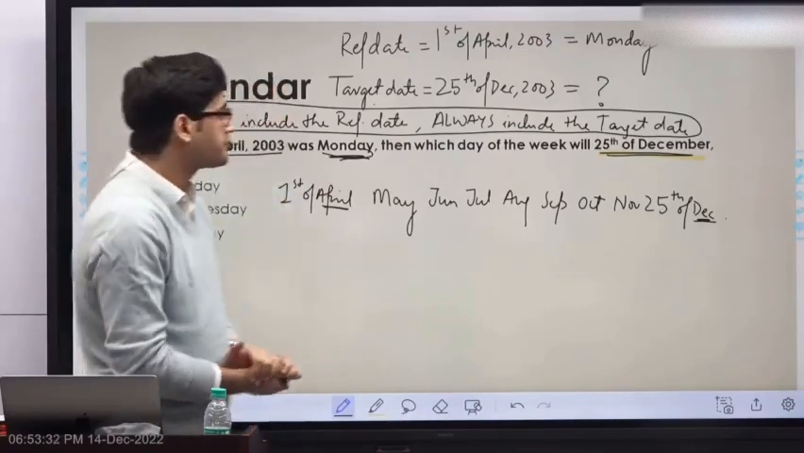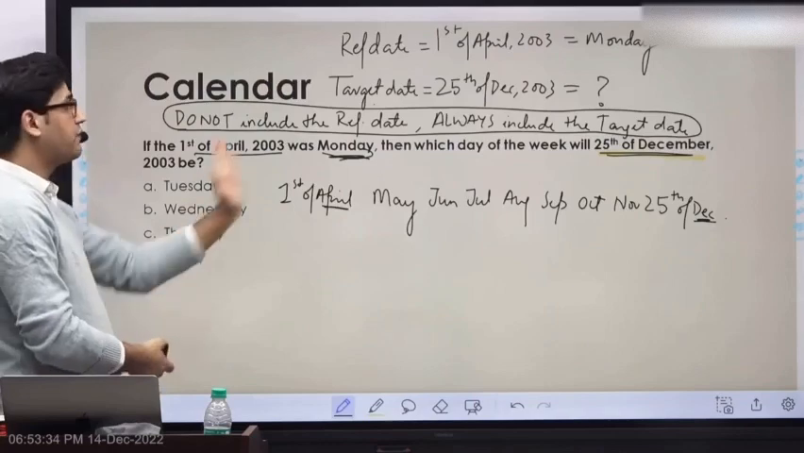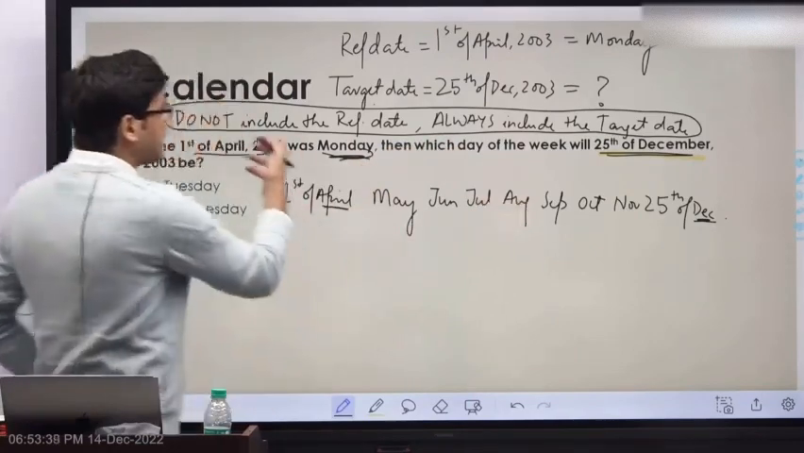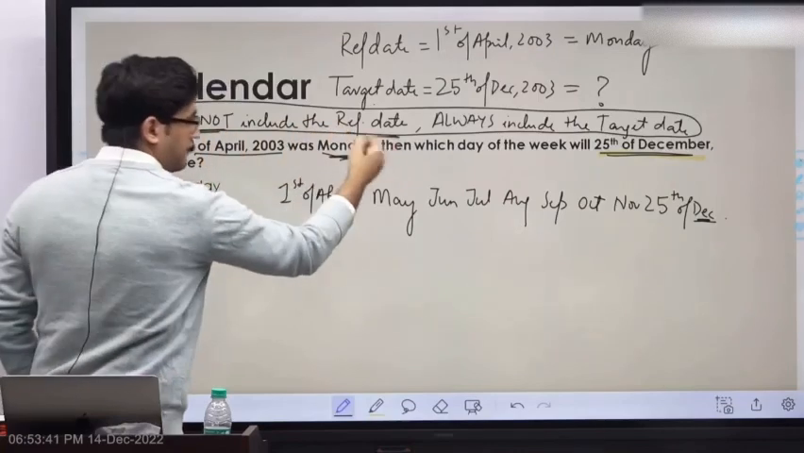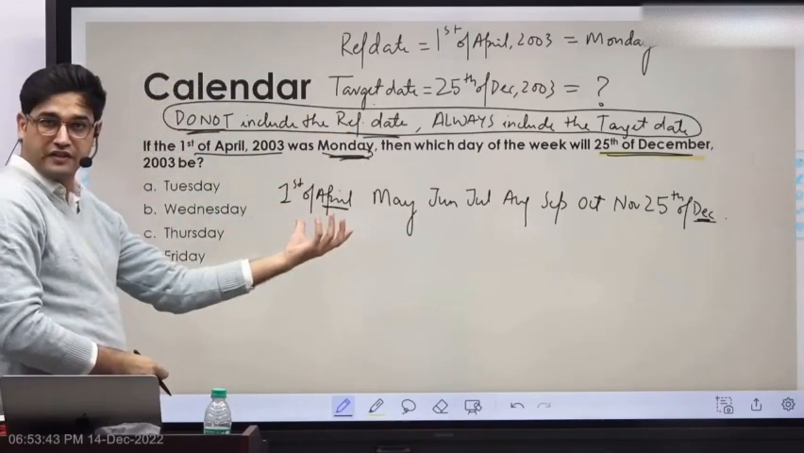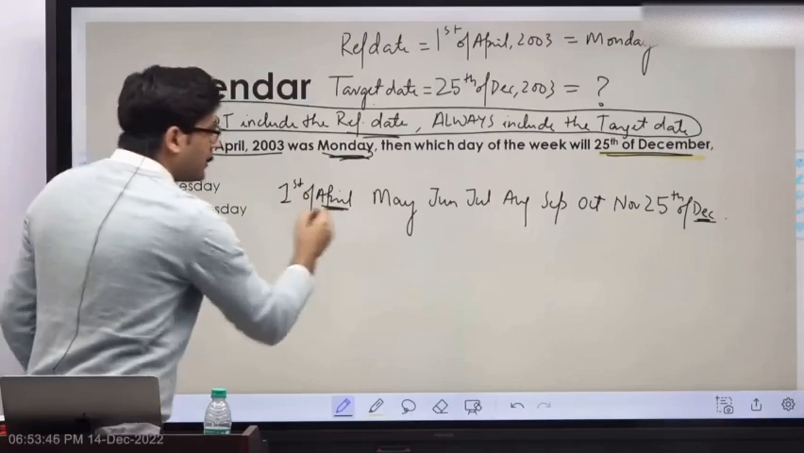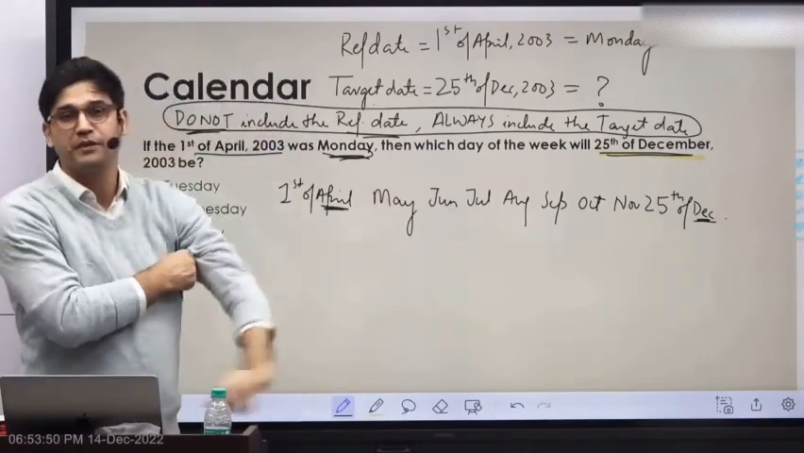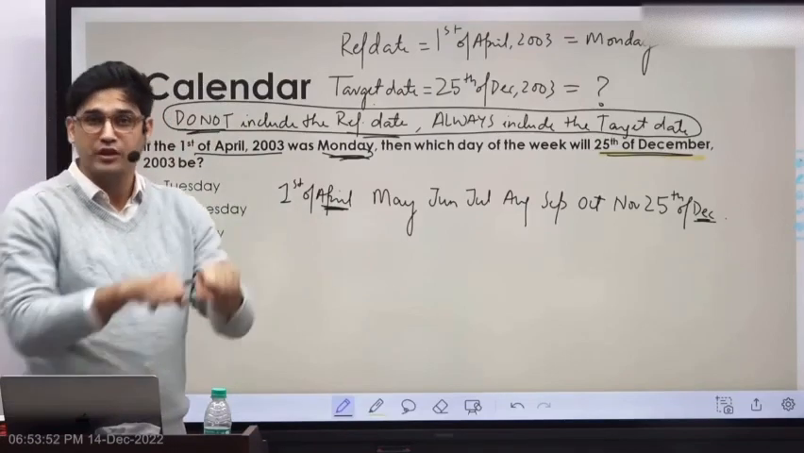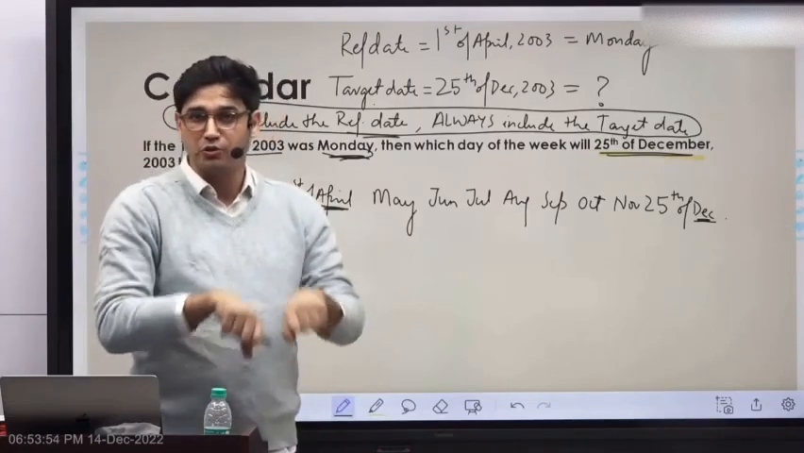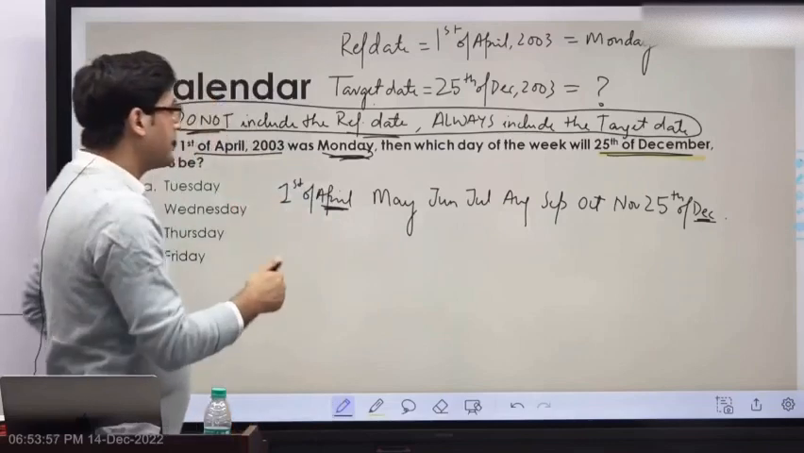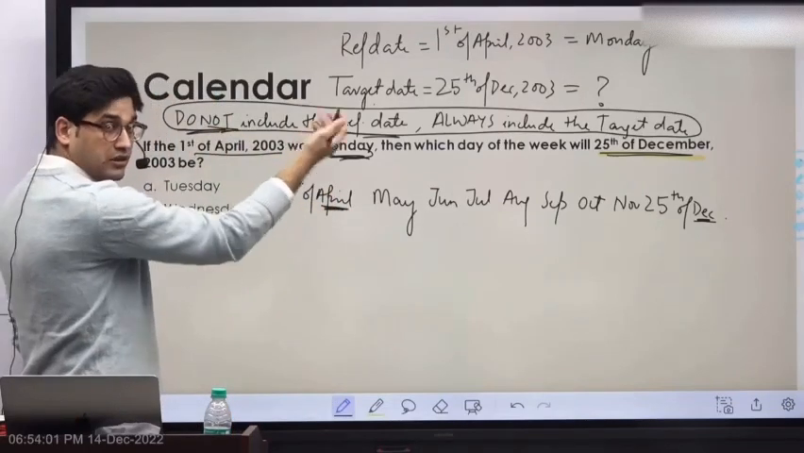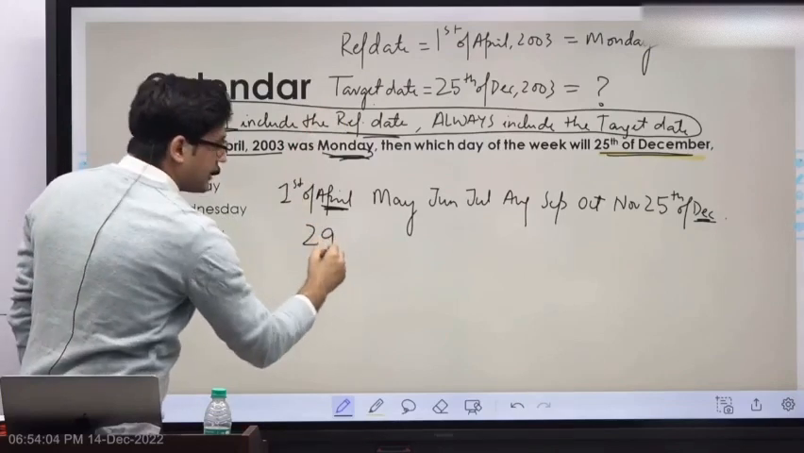Great. So between the 1st of April and 25th of December, we have to find out the total number of odd days. Like I said, the convention is: do not include the reference date. We will not include the reference date. In the month of April, if you leave out the first, how many days remain? In the month of April, there are only 30 days. If you leave out the 1st of April, which is the convention, I don't include the reference date. How many days remain? There will be 29.